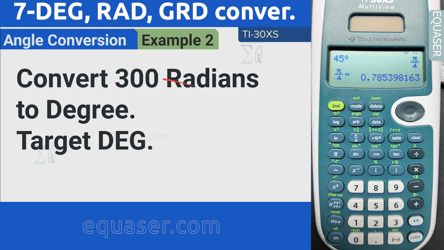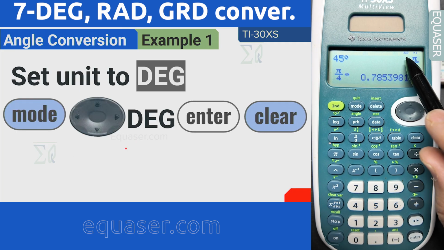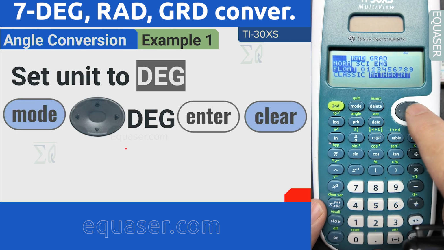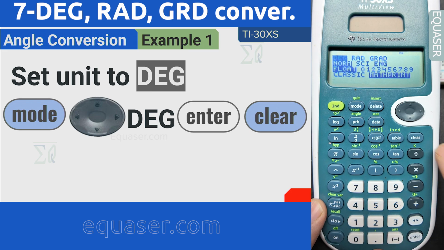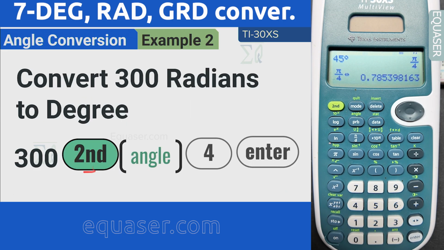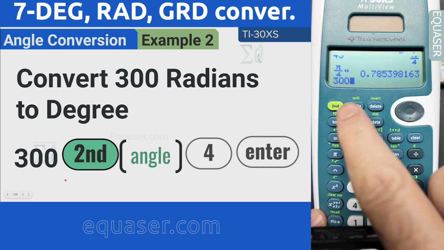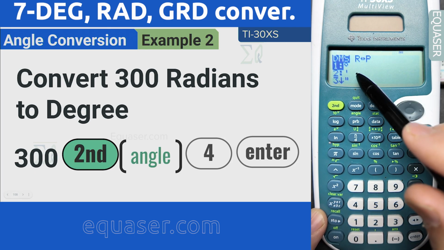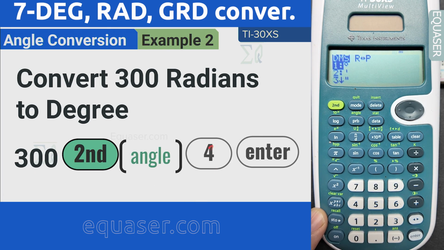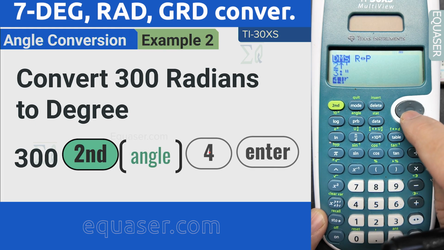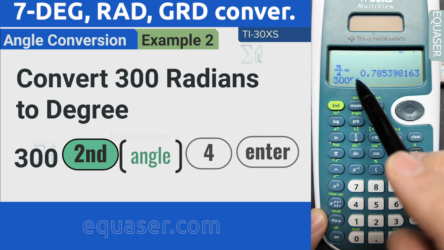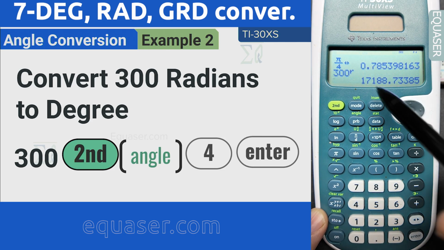And let's say you want to convert 300 radians to degree. Target is degree. We are in radian. First select the degree, mode. It's already selected, enter, clear, and 300. Let's tell the calculator that this is radian, second function, angle, and go down. In this case we mention 4. You can press 4 directly to go to 4, or you can go with this arrow to 4 and enter. Now it says 300 radian and press enter.